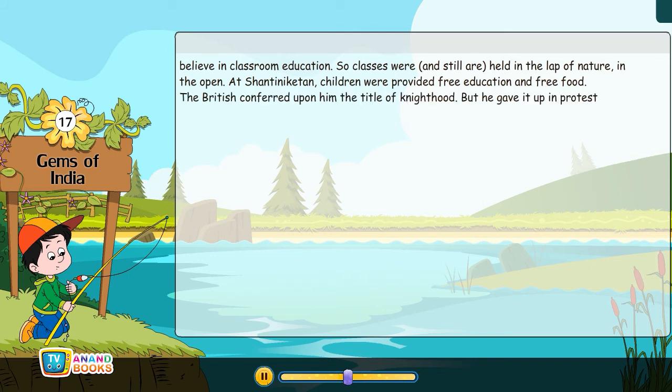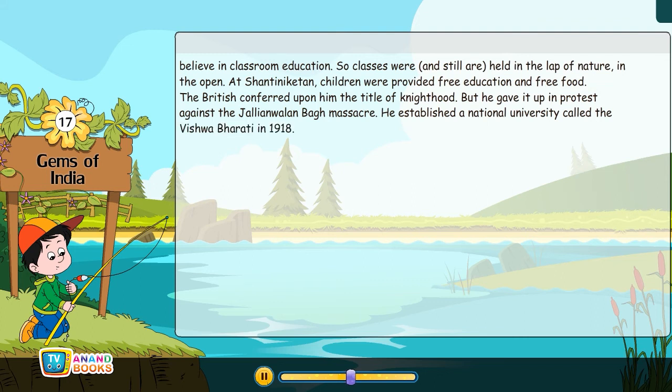The British conferred upon him the title of knighthood, but he gave it up in protest against the Jallianwala Bagh massacre. He established a national university called the Vishwa Bharati in 1918. His works were translated into many languages. He died in 1941 at the age of 80.